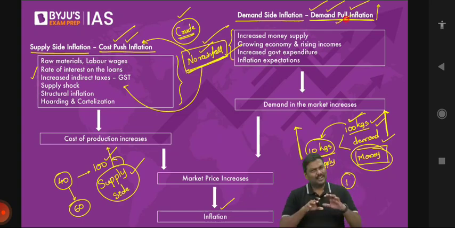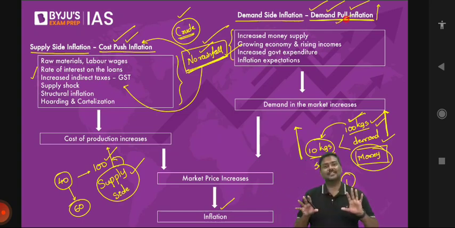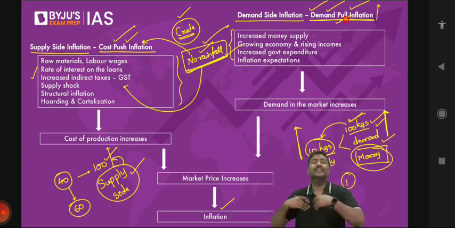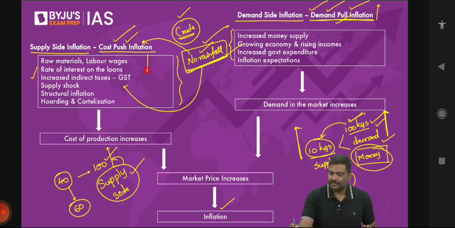Okay, so the argument is very simple. Do not complicate these things. Whenever the factor is going to have an impact on the supply side, it is cost push. Whenever it is going to have an impact on the demand side, demand pull. Right? Now, let me enter into the detailed examples here.